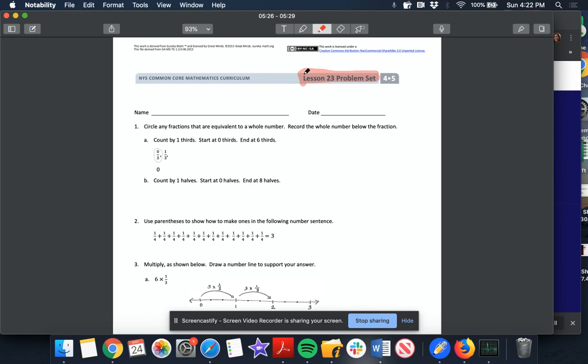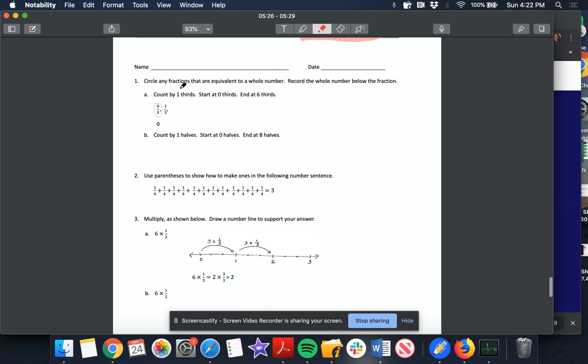Let's get after it. So our first question asks, circle any fractions that are equivalent to a whole number. Record the whole number below the fraction. So for 1a, they want us to count by 1/3. Start at 0/3 and end at 6/3. Okay, simple enough. So they started out with 0/3. And we know that 0/3 is equal to 0.